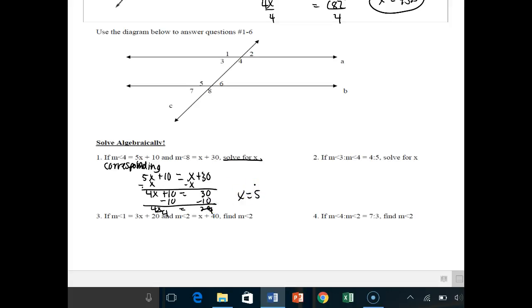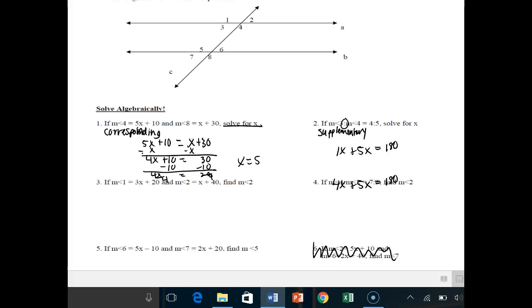Okay, I'm going to help you out with number 2 because it's a ratio problem. Shouldn't be that bad. So it says, if the ratio of the measurement of angle 3 to angle 4 is 4 to 5, solve for x. So 3 to 4, notice that's a supplementary relationship. So we know together they have to add up to 180, right? It just so happens that the ratio of these two is 4 to 5. So we could say 4x plus 5x is equal to 180, and then I'll let you solve from there.